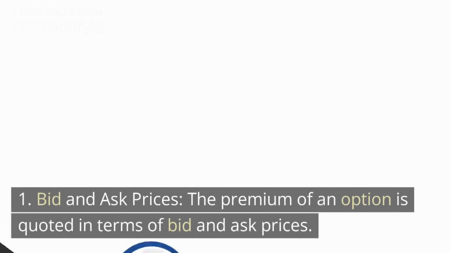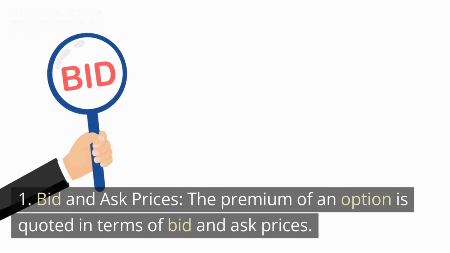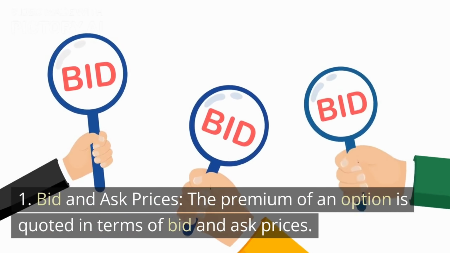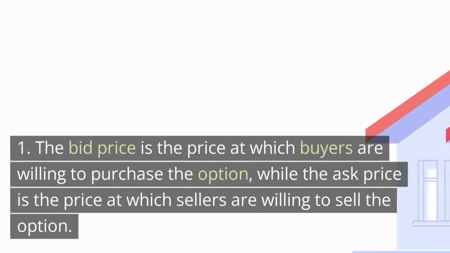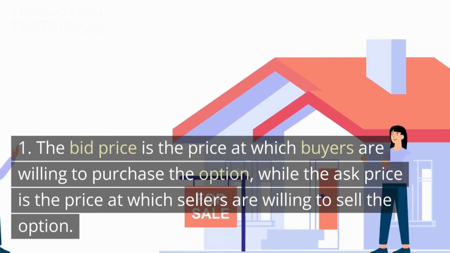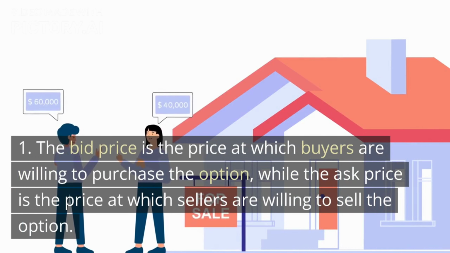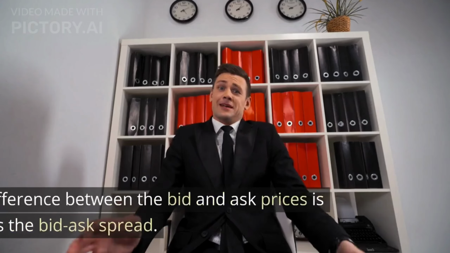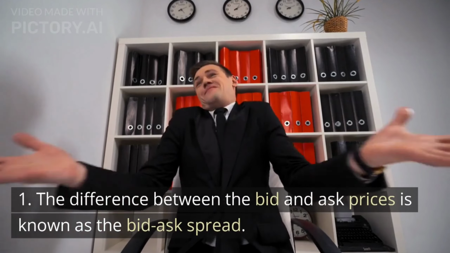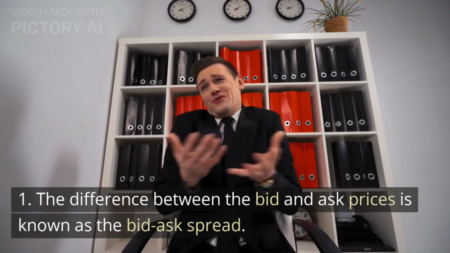Bid and ask prices. The premium of an option is quoted in terms of bid and ask prices. The bid price is the price at which buyers are willing to purchase the option, while the ask price is the price at which sellers are willing to sell the option. The difference between the bid and ask prices is known as the bid-ask spread.